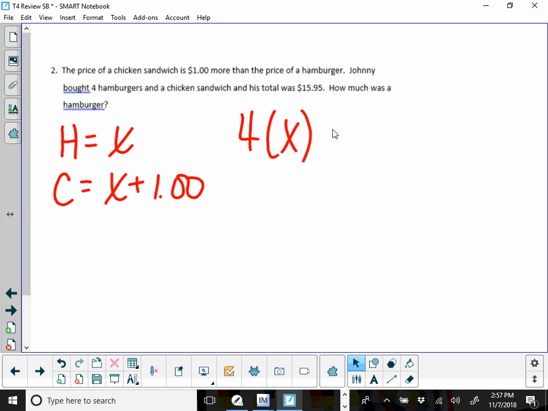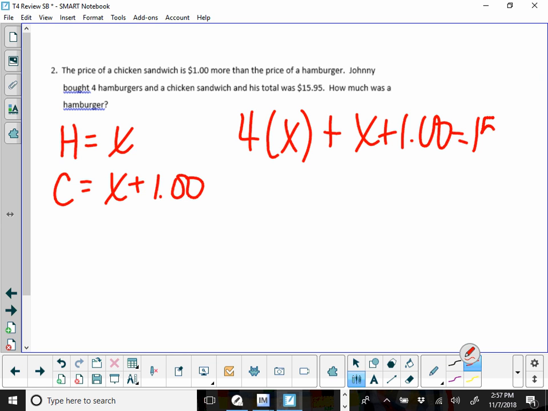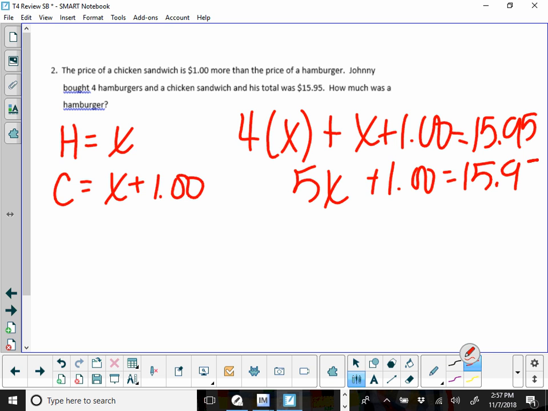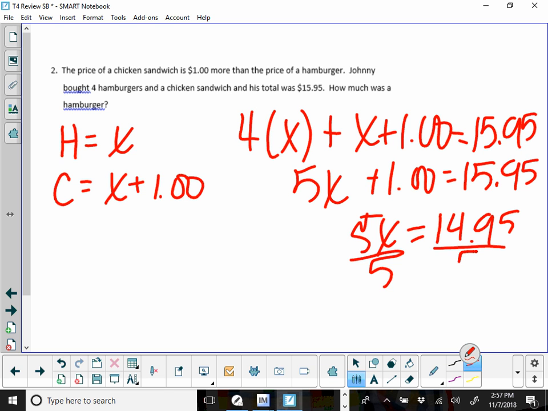Okay. All right, so 4 hamburgers, which is 4x, and a chicken sandwich, which is x plus $1, equals $15.95. So 4x plus another x is 5x, plus $1 equals $15.95. All right, so we're going to subtract the dollar. So 5x is going to equal $14.95, and then we're going to divide. So I'll do that division over here.